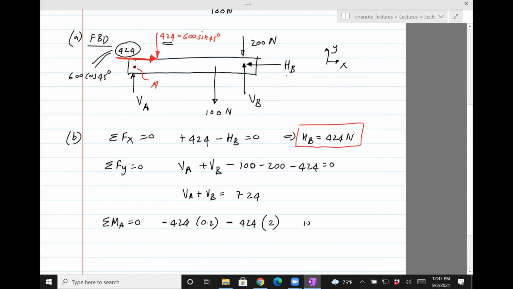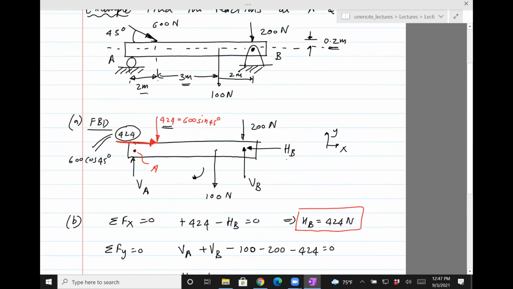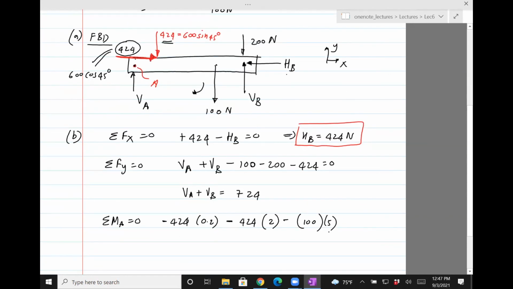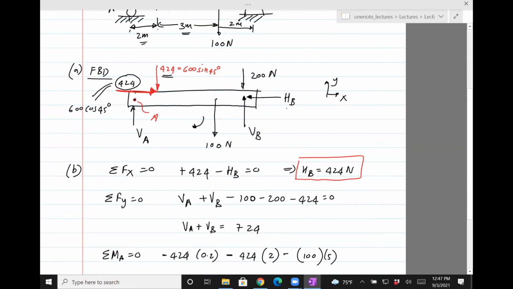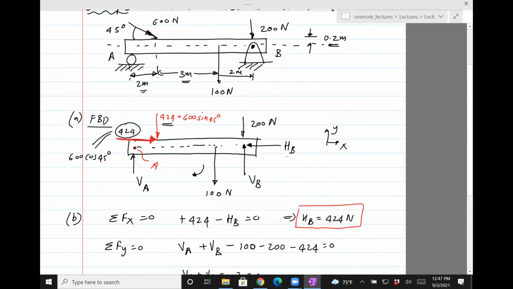Next, we have the 100 Newton force. About A, 100 Newton also induces a clockwise moment, so negative sign. The distance from the 100 Newton force to A is, if you look here, 3 plus 2, so it's 5. And then we have HB, which conveniently passes through A. So the moment arm due to force HB is going to be 0, because it passes through the center. That drops off. So we're only left with VB and 200. 200 is clockwise about the full length of the beam, so it's 3 plus 2 plus 2, that's 7.